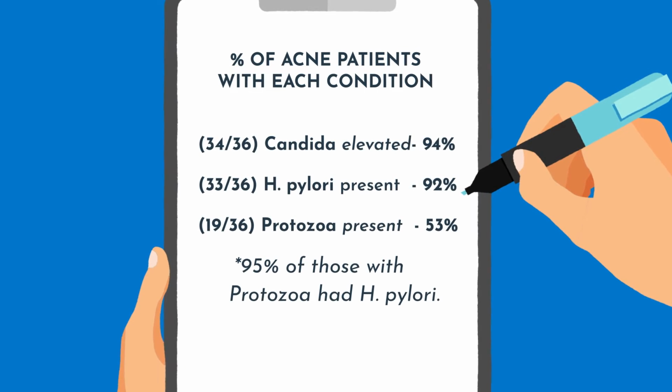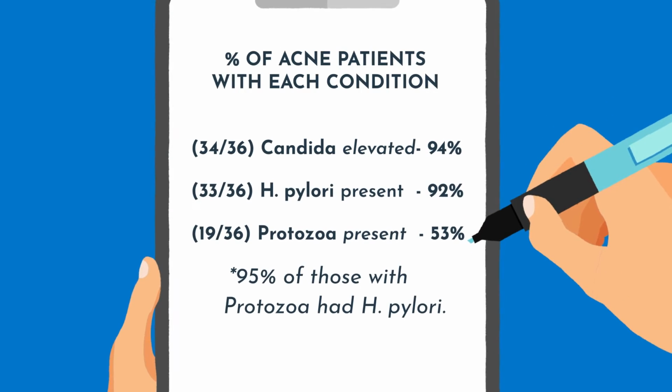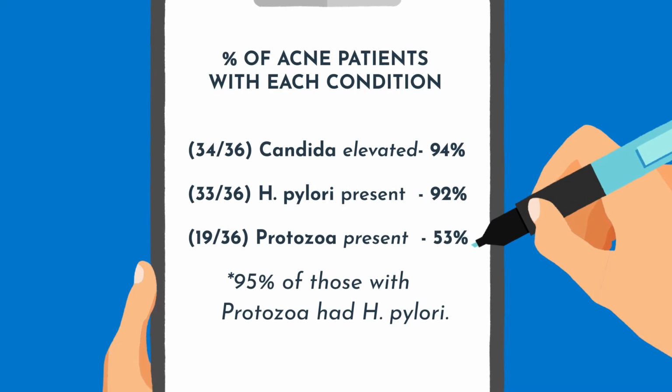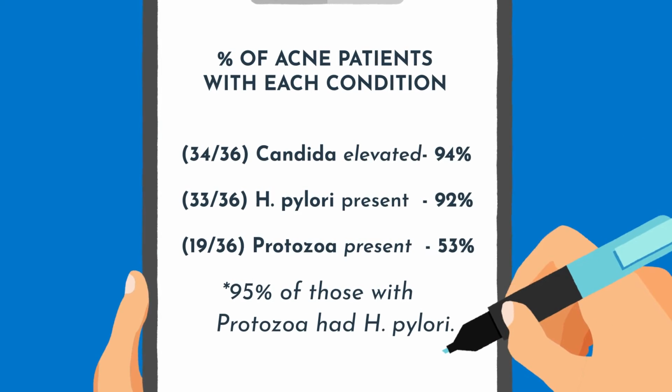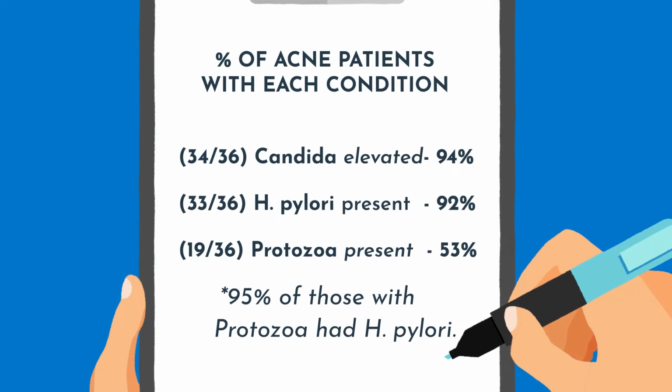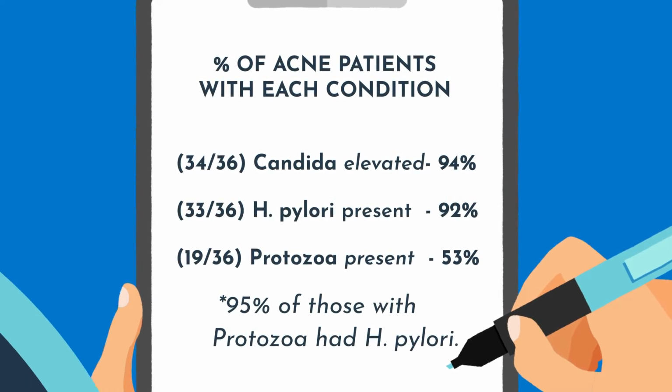92%, or 33 of the 36, had H. pylori present or high. And about half the patients had Protozoa present. But interestingly, I only saw Protozoa almost exclusively in patients with H. pylori, 95%. And I see that across the board in all my patients who show up with Protozoa. Almost all of them have H. pylori.